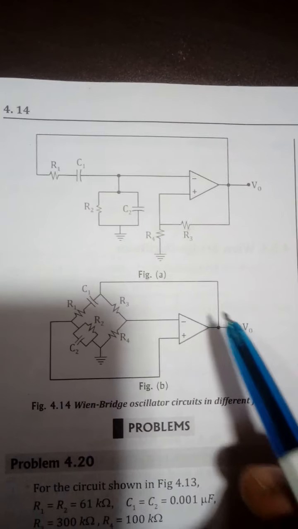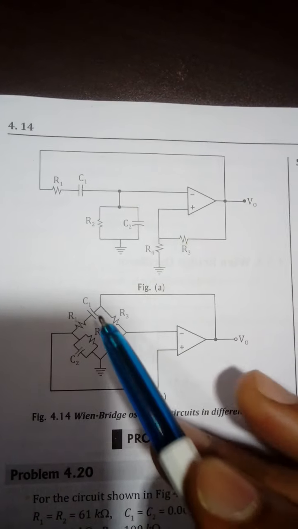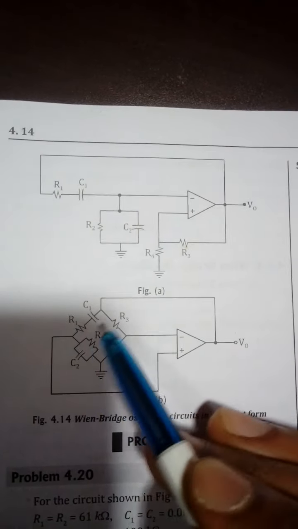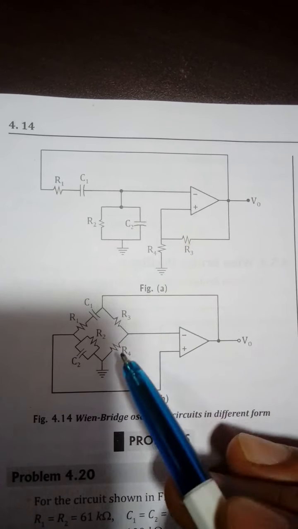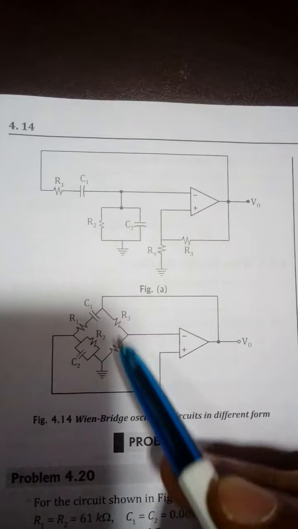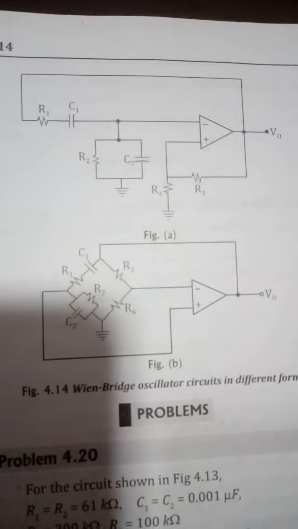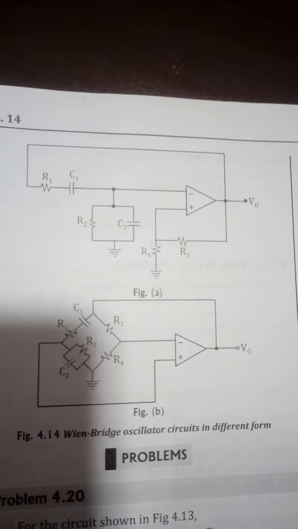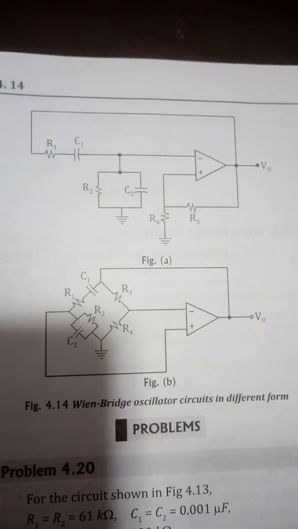Here also you can see it's in a different way, where the feedback is connected to the Wien bridge circuit. Wien bridge circuit means R1 and C1 in series, R2 and C2 in parallel, and the feedback, this R3 and R4, connected in a mesh format in parallel with this, and you are giving feedback in a different manner. So this is also called a Wien bridge circuit. So in 3 different ways you can draw the Wien bridge circuit.